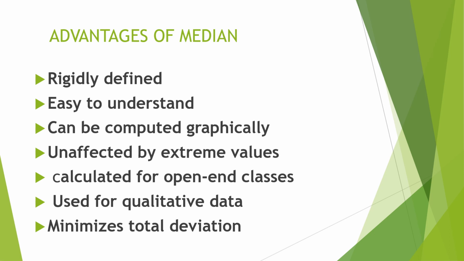Minimize total deviation. It means what? The total absolute deviation of the data values from the median is smaller than from any other value. It means that the median is the best candidate for the central value of the data set. So this is another major advantage of median.